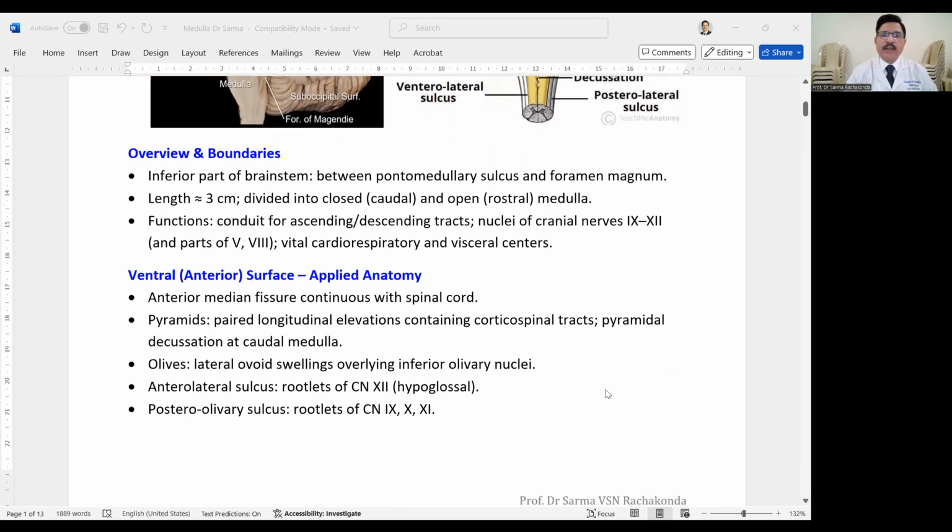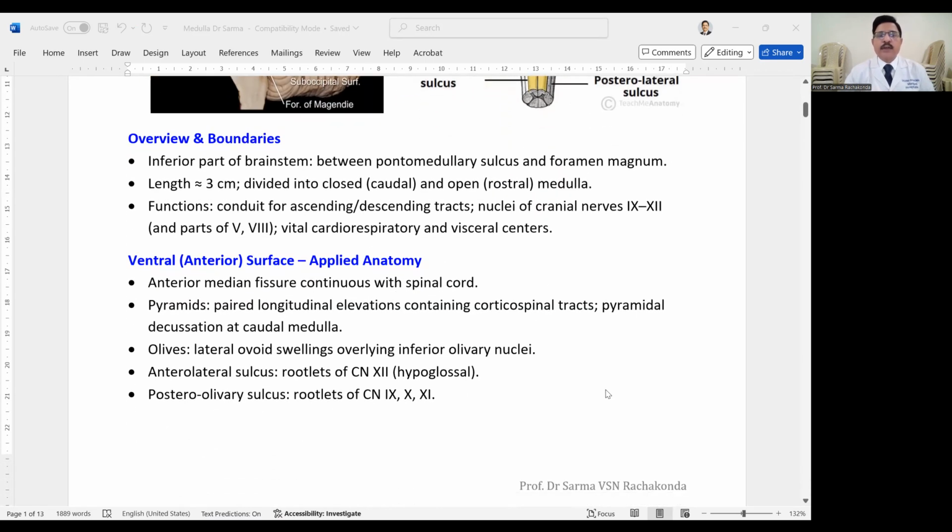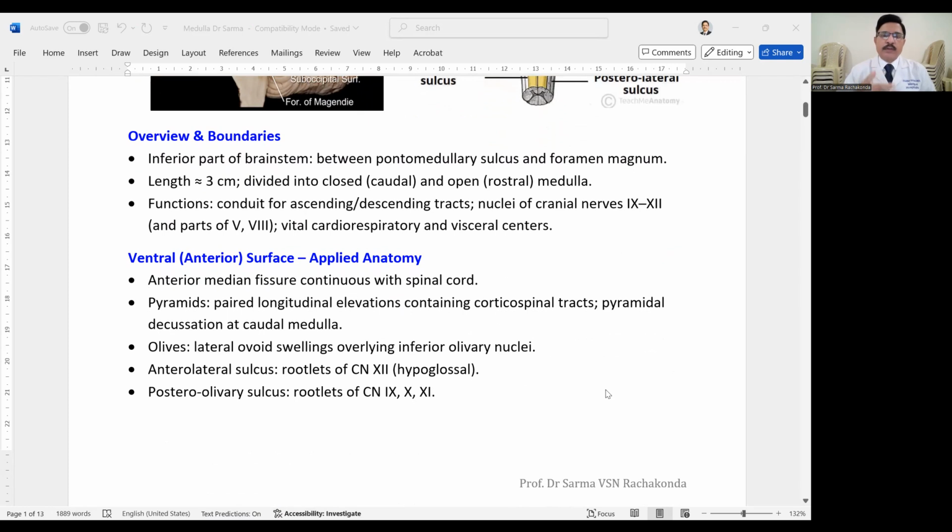Look at the ventral surface, or the anterior surface, the surface below the base of the brain. The anterior median fissure continues with the spinal cord.